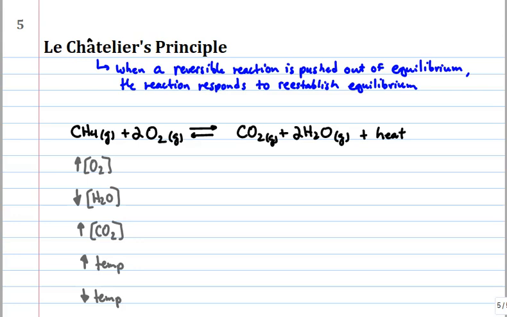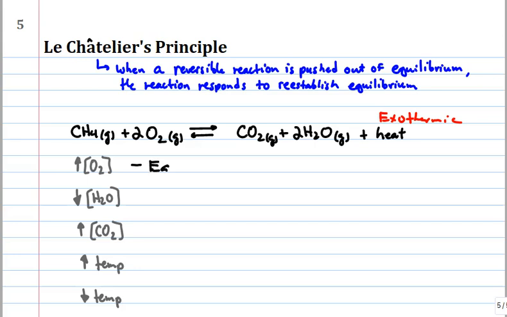And now, by the way, this is an exothermic reaction because we have heat. It's a product. This is an exothermic reaction. So what if you have this reaction and you've run it and it's in equilibrium, and you add more oxygen to the reaction mixture? That's what this means. You increase the concentration of oxygen. What will happen to the equilibrium?